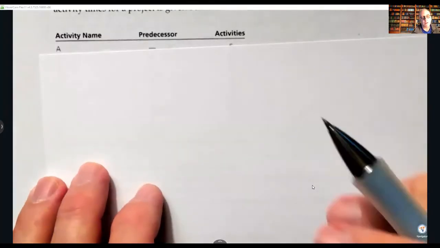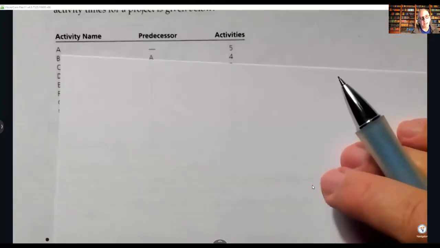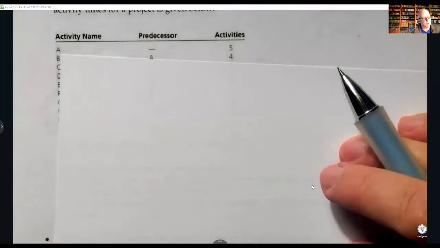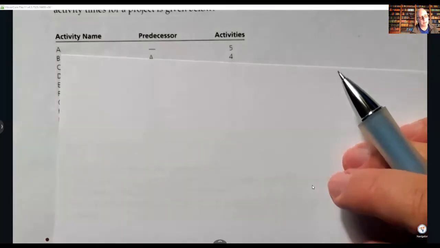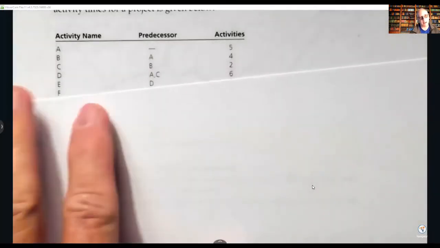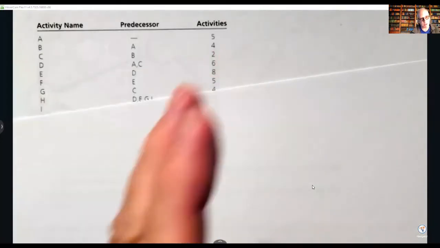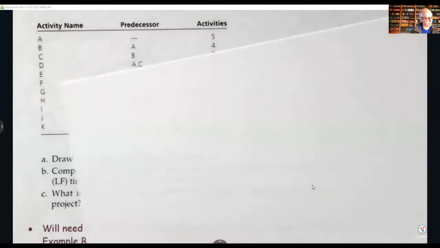Now, understand that alphabetically, it doesn't necessarily go from A to B to C or even A to C to G, for example. I could start off with D being the first operation. So don't think that the activity name necessarily is sequential. Usually in these examples, they are somewhat sequential, but don't assume that, especially with mine.